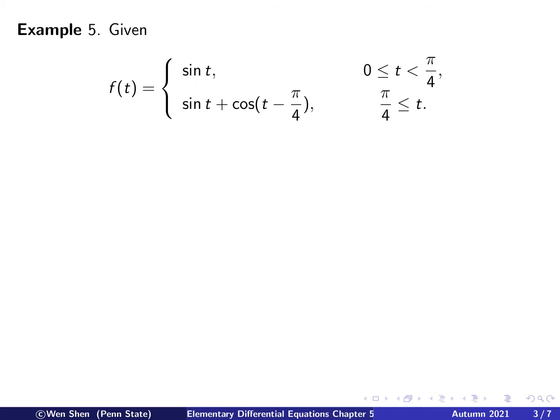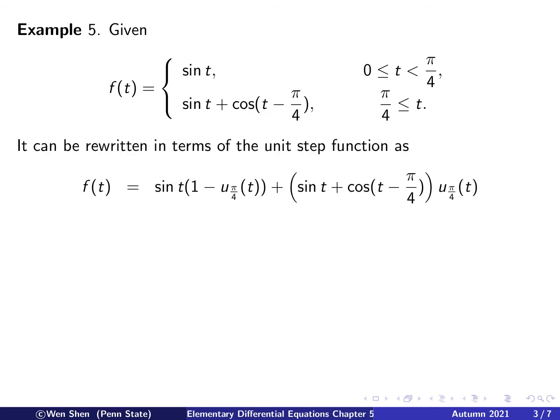Okay, so here is a piecewise continuous function, f of t equal to sine t on the interval t between 0 and pi over 4, and then for t bigger than pi over 4, it's sine t plus cosine of t minus pi over 4. The first step towards finding the Laplace transform of this is to rewrite it in terms of unit step functions, as we discussed in the previous video.